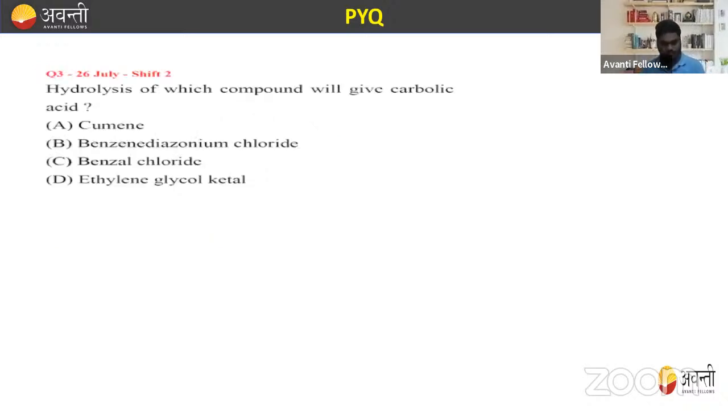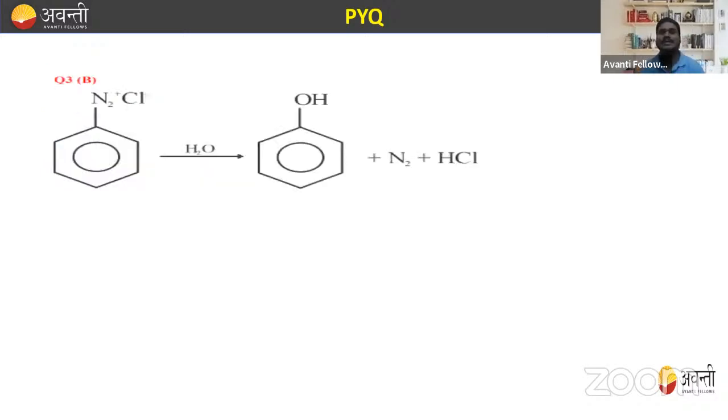Now, hydrolysis of which compound will give carbolic acid, right? Hydrolysis of which compound will give carbolic acid? Does anyone know what carbolic acid is? What is carbolic acid? The options are cumene, benzene diazonium chloride, benzyl chloride, or ethylene glycol ketone. So out of these four options, which will give carbolic acid? Yes, carbolic acid means this, right?